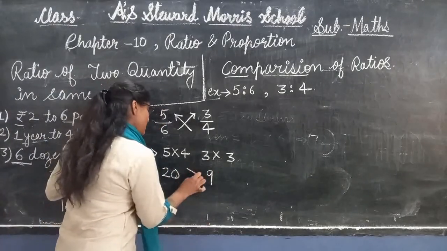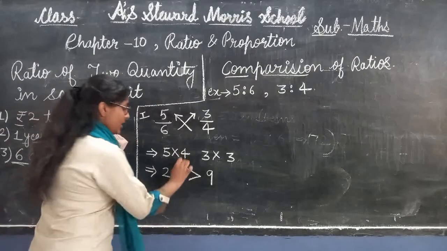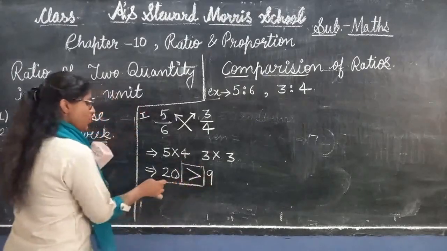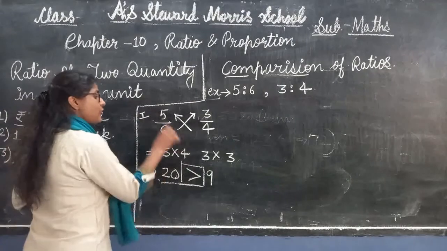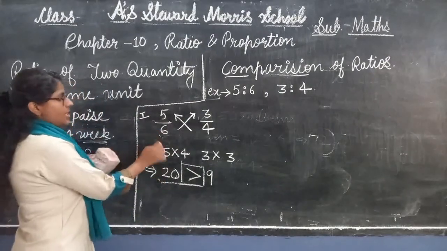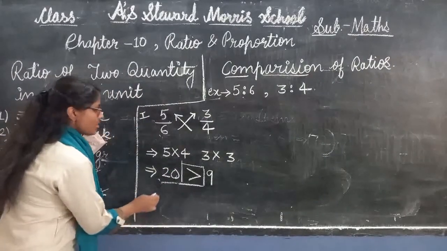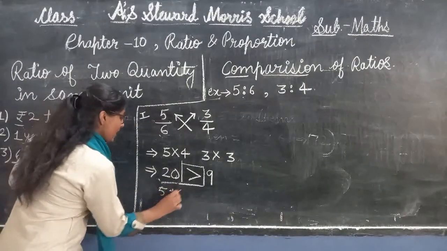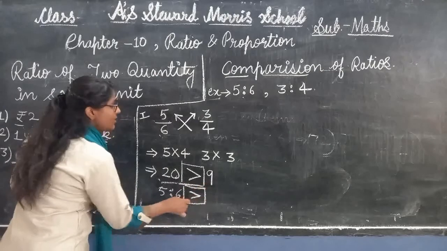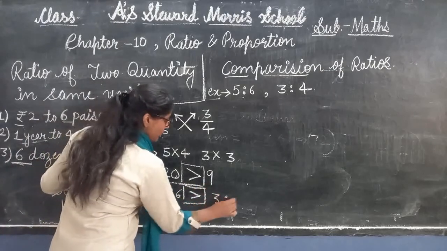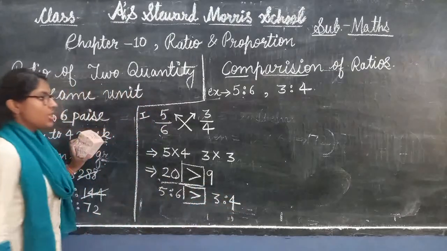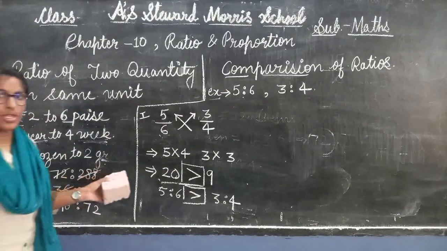Which side is greater? This side is greater. You can see this side you have the greater number. It means this side fraction is greater, and this side ratio is greater. Okay. So what is your answer? 5 is to 6 is the greater ratio than 3 is to 4. Got it? In this way, you can compare by using the cross multiplication method.